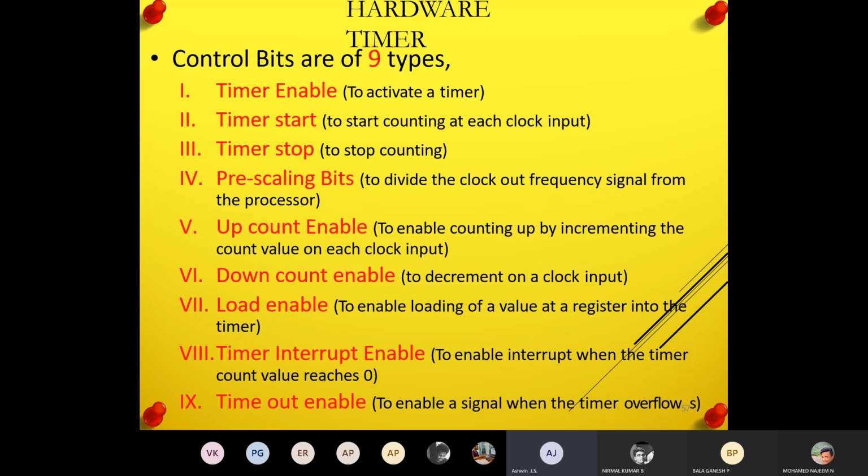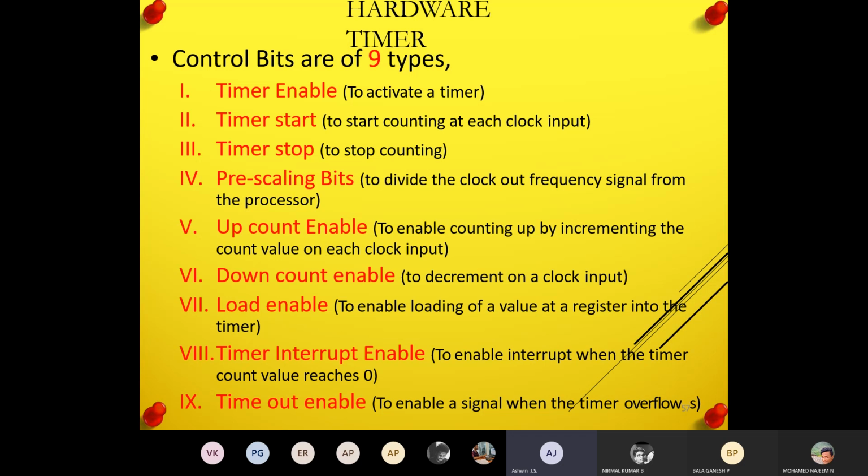And load enable. Like I said, load enable is used to load the value from the register. Suppose I'm pressing a button, initially the default timer value is 10, and if you press again, the default value is 20. That will be stored in the memory. Once you store that, it will be taken by the timer after it starts counting. That's why we require the load enable control bit.